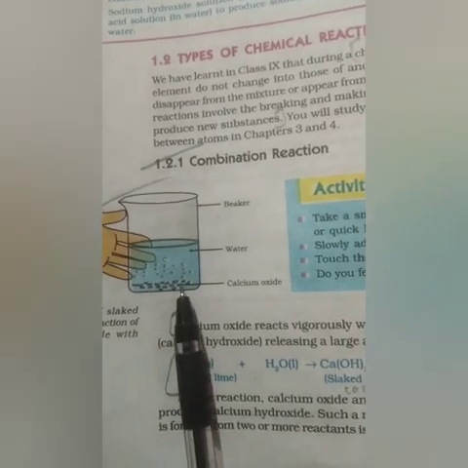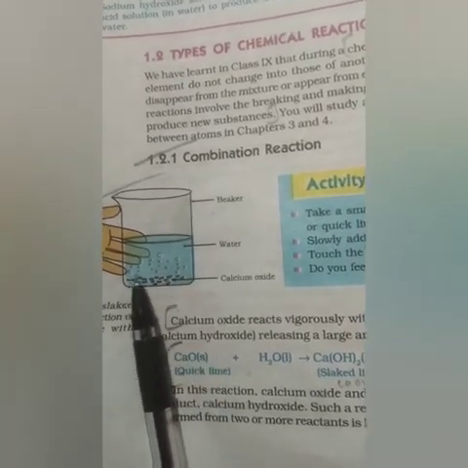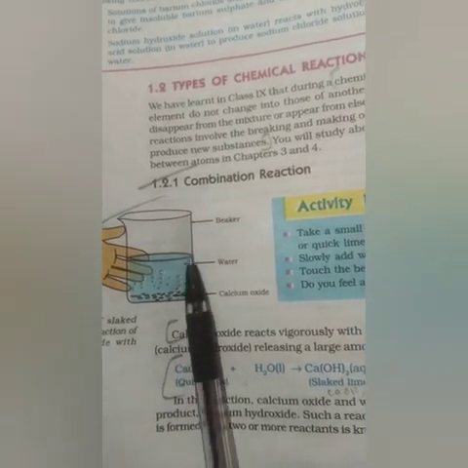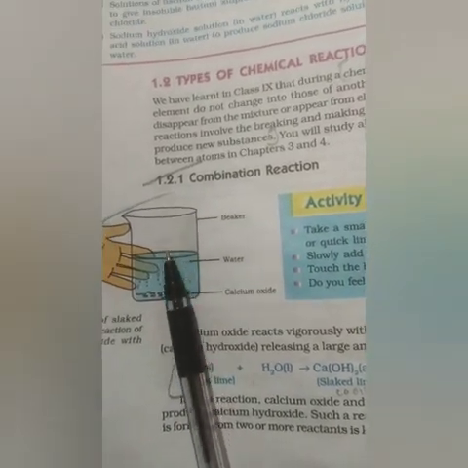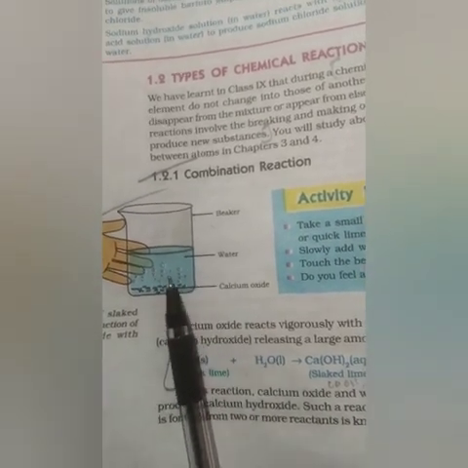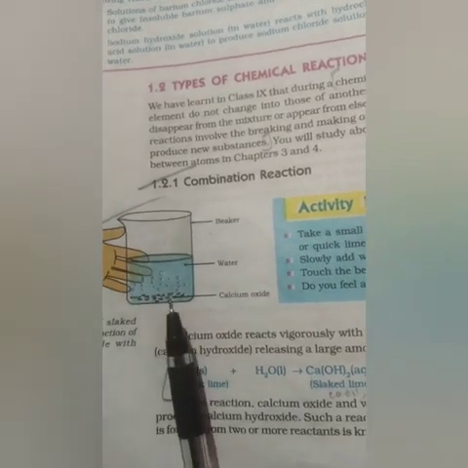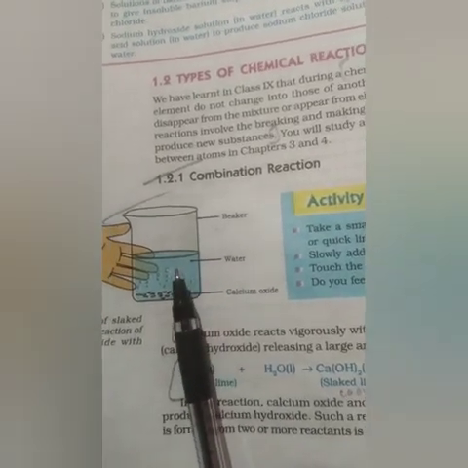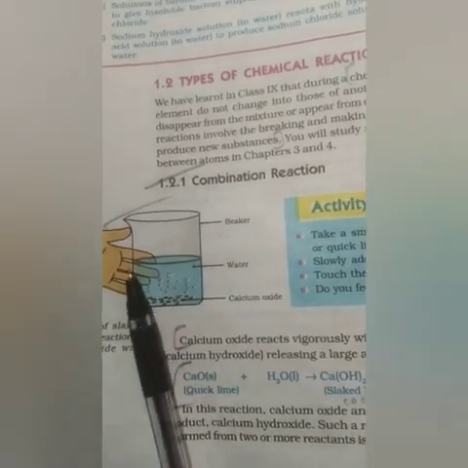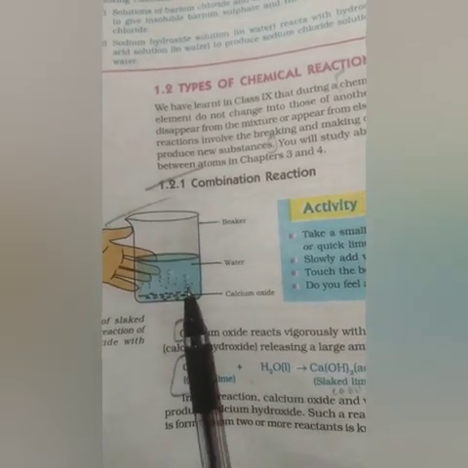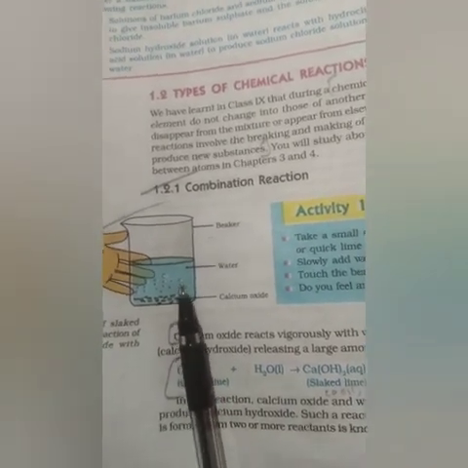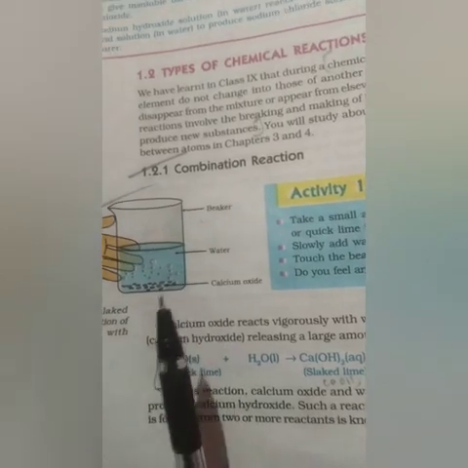Calcium oxide goes inside the beaker. To this we need to add a little bit of water. Before, when we touch the beaker, it is very cool. When we add calcium oxide and water, then touch the beaker, we can feel it warmer. This is the best example for a combination reaction.